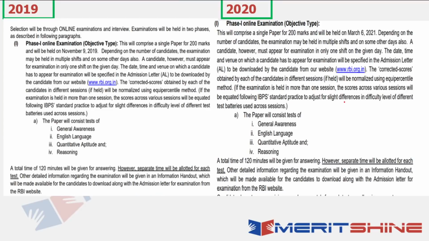First, phase 1. We'll start with phase 1 only. See, 2019 this and 2020 this. If you look at here, the single paper of 200 marks, single paper of 200 marks, right? The paper consists of general awareness, English language, quantitative aptitude and reasoning. The paper consists of the same thing.